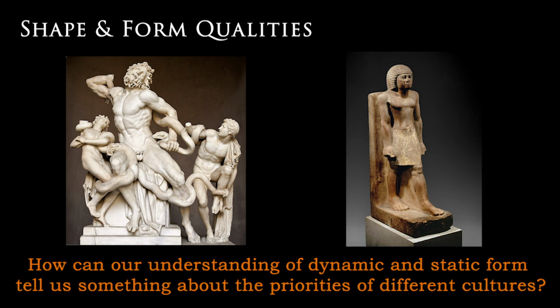And this question then is a challenge for you about how your understanding of dynamic and static and open and closed forms can tell you something about the priorities of a different culture, especially considering what you just heard about the pyramids. How does the very dynamic, very open Hellenistic Greek statue differ from the very closed, very stable, wide-based and backed form of the ancient Egyptian statues?